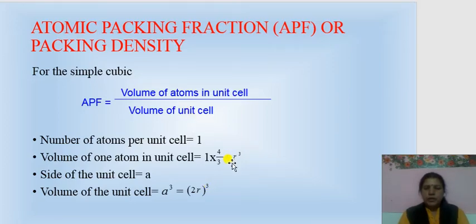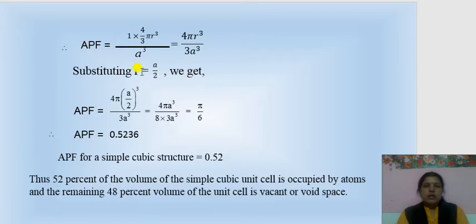Here a cube. Substituting r equal to a/2, 4 pi into r equal to a by 2 cube. This 3 goes to the denominator, 3a cube, and this becomes equal to pi by 6. Atomic packing fraction equal to 0.5236. This is 52% of the volume of the simple cubic unit cell occupied by atoms, and the remaining 48% volume of the unit cell is vacant, or it is called void space.